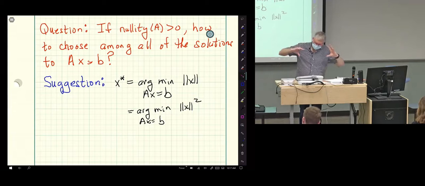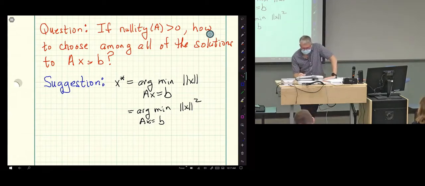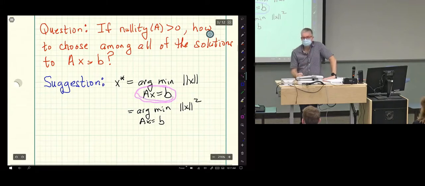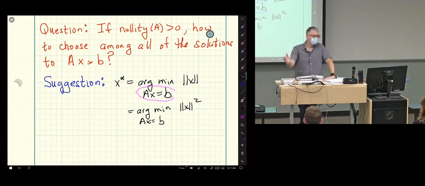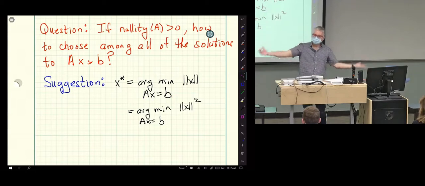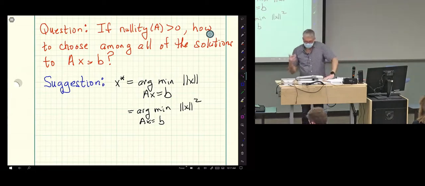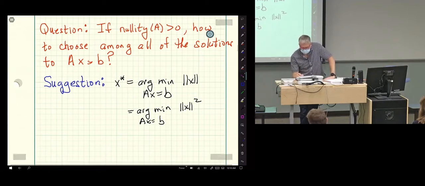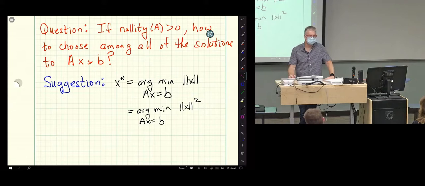Okay, so what is this problem saying? It's saying we're going to look at all of the solutions to the equation. There's an infinite number of them. How do we sort through and find one that appeals to us? We're going to take that solution which has the smallest norm, and that's the same thing as saying it has the smallest norm squared. So people like to talk about least squares problems, not least square root of squares problems, okay? So that's why we do the least squares.